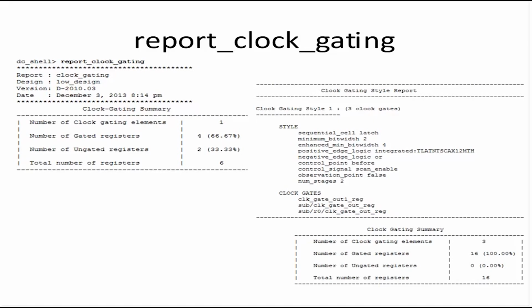So the report_clock_gating tells us how many clock gating elements are added. It added only 1. The number of gated registers is 4, the number of ungated registers is 2, and the total number of registers is 6.